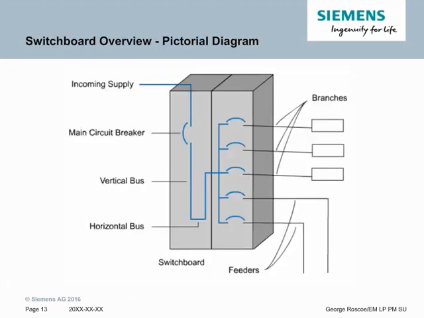Taking the visual on the other page and representing it as a one-line type diagram, we have an incoming supply coming in, then we have a circuit breaker that is the main, connected through horizontal bus to feed the group-mounted branches that feed loads outside the switchboard. This representation is an electrical version of the visual we saw on the previous page.